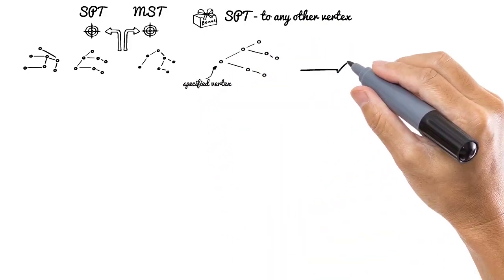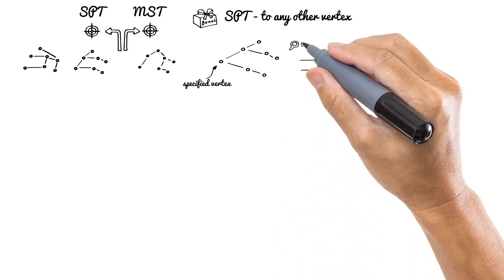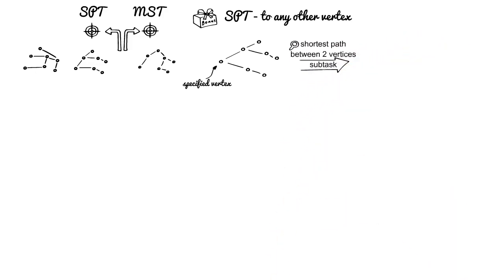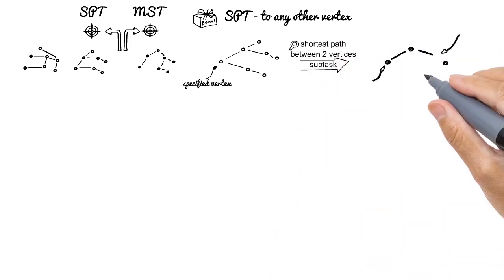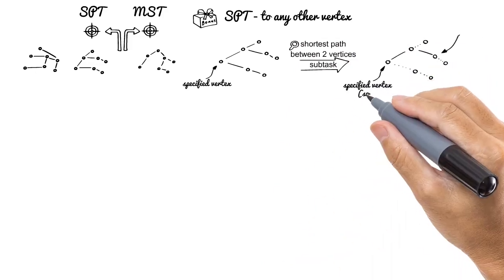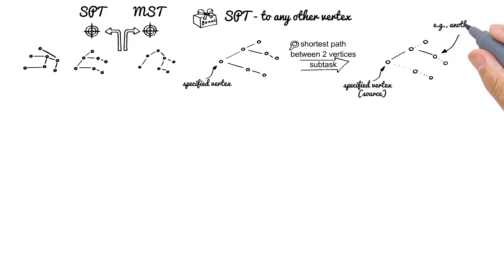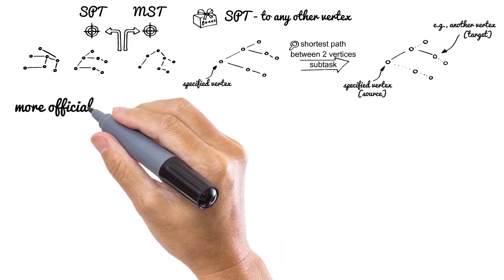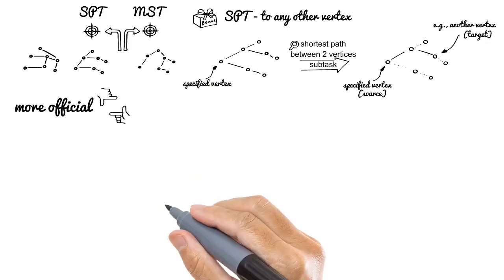A consequent subtask here is to find the shortest path from a specified vertex to another vertex, between two vertices only, which is already known if you have the shortest path tree. You just need to point out which vertex is the second, the target one, among the rest within the tree. Let me bring more official terms for the newly introduced trees.